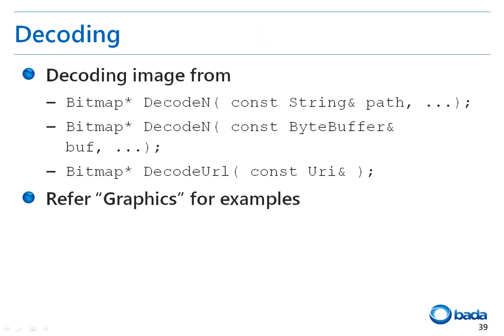To decode an image, use the decode N function of the image class. If you specify the file path or buffer and call the decode N function, the decoded image is returned in the bitmap pointer type. Alternatively, you can directly decode an image by specifying the URI. For more information about decoding images and using bitmap images, refer to the graphics part of the lecture.